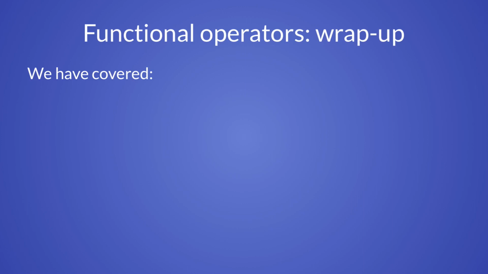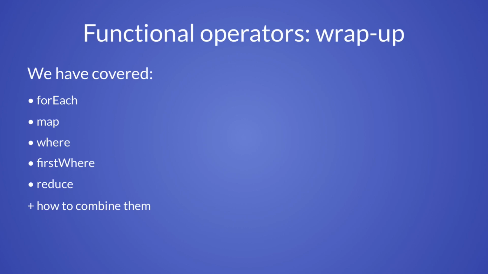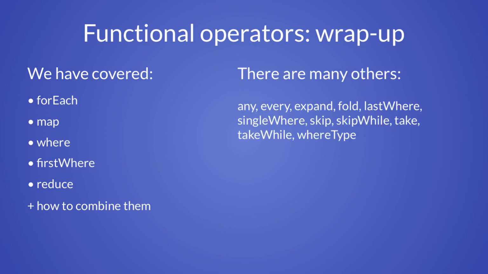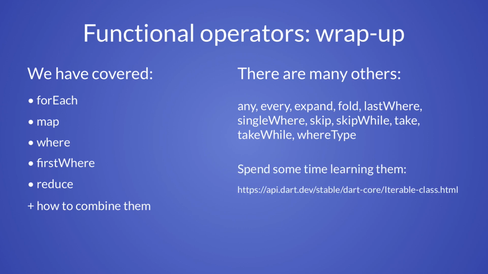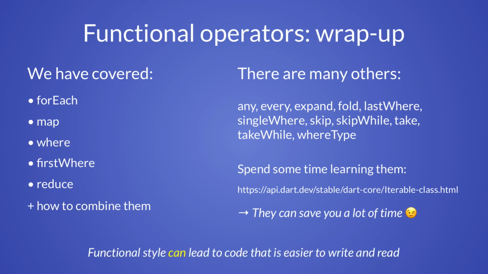And up until now, we have learned about forEach, map, where, firstWhere, and reduce, as well as how to combine them. But of course, there are many other operators that you can use to work with iterables using a functional programming style. And I invite you to become familiar with these other operators by looking at their documentation and try to use them with some examples. Once again, knowing about all these operators can save you a lot of time, because this programming style can be easier to write and easier to read compared to writing a lot of for loops and if statements by hand.